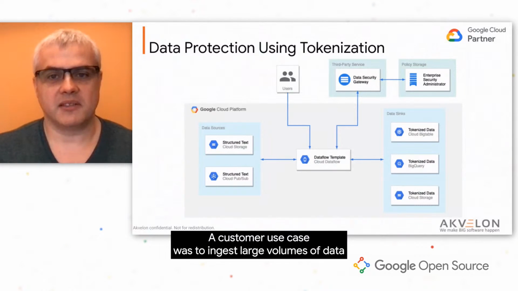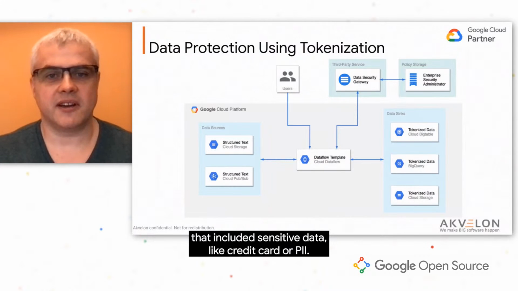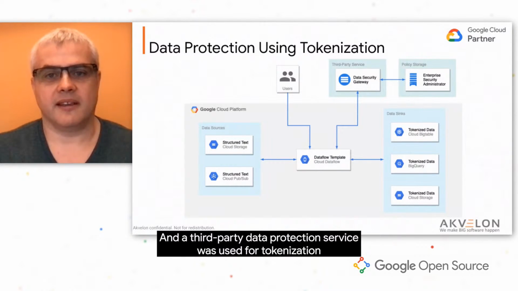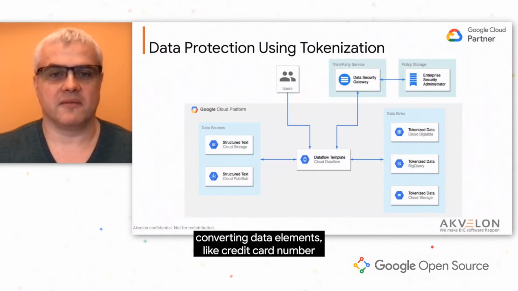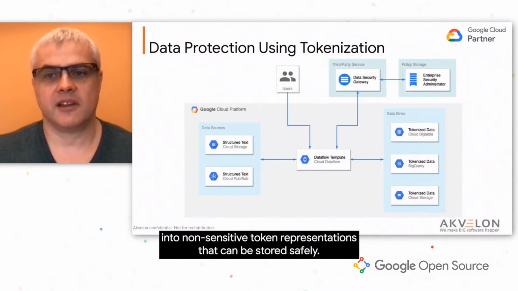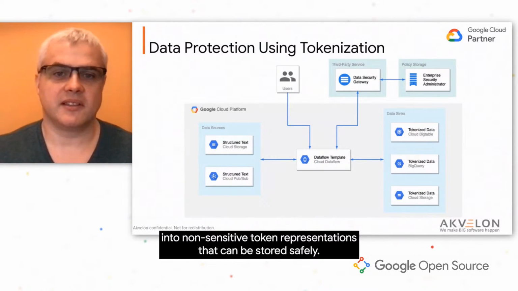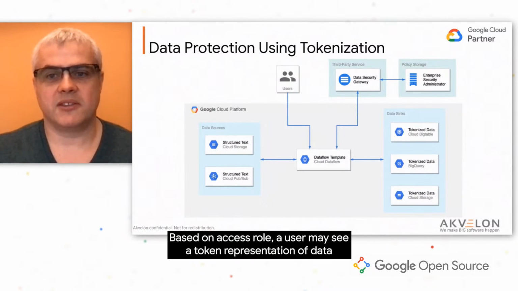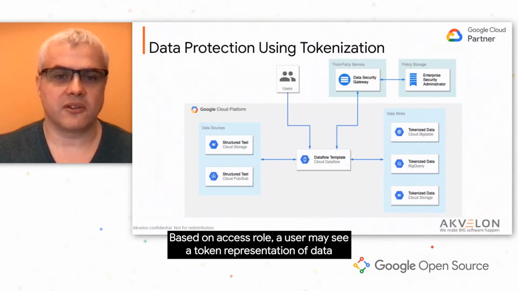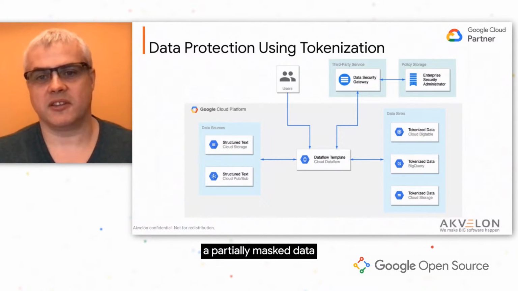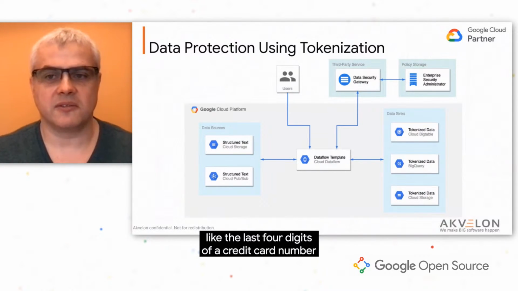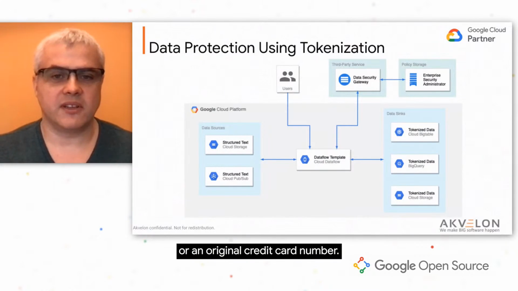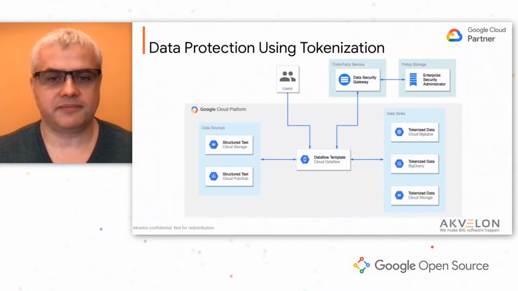A customer use case was to ingest large volumes of data that included sensitive data like credit card or PII, and a third-party data protection service was used for tokenization, converting data elements like credit card number into non-sensitive token representations that can be stored safely. Based on access role, a user may see a token representation of data, partially masked data, like the last 4 digits of a credit card number, or an original credit card number.